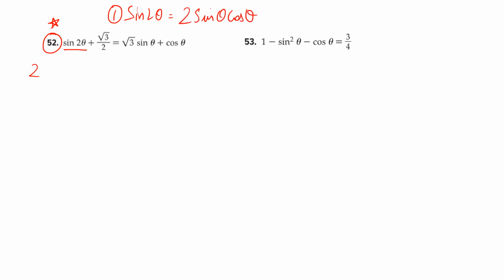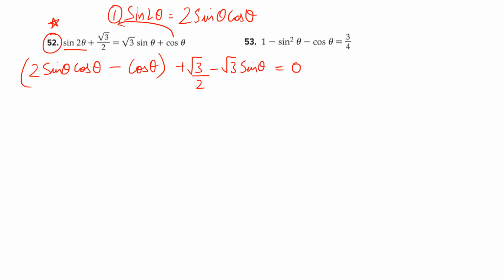Let me replace. So 2 sine theta cos theta minus, now this cos theta I'm moving here. I'm just trying to combine the terms and let's see what happens. When I move this term to the other side, it becomes negative, that's for sure. I'll keep it together. What else do we have? We also have square root 3 by 2 minus 3 sine theta. So what did I do actually? I moved both of these terms to the left side and changed the sign so that the right side becomes 0.